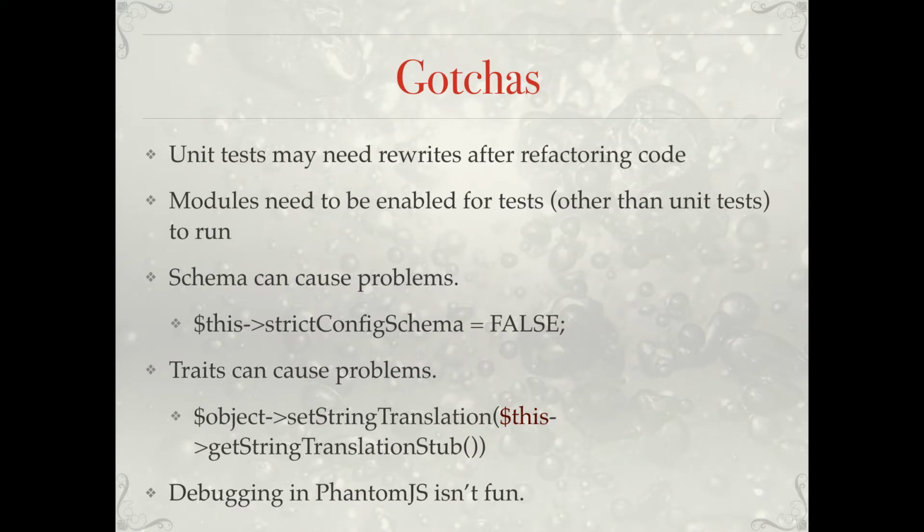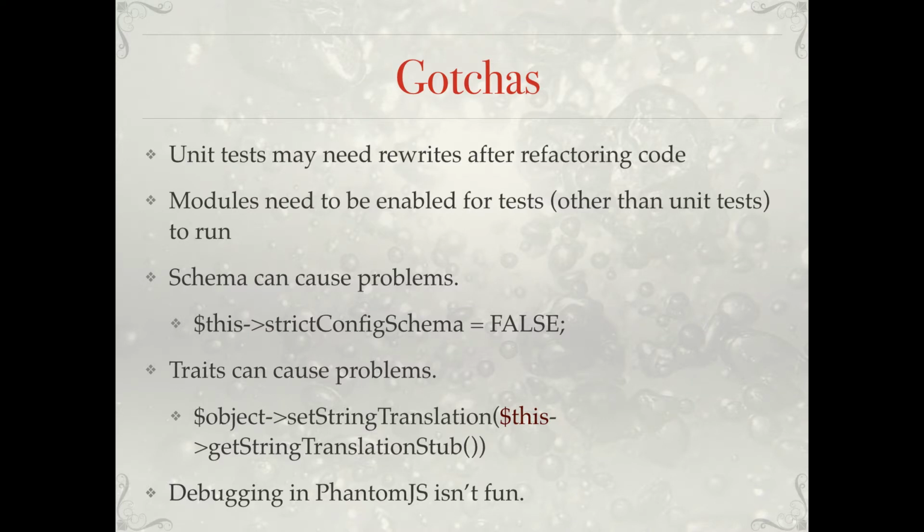If you've got a method that's using the string translation trait, and you try to run your test, it will fail. So in your unit test, on the object that's under test, you have to call the set string translation method and pass it in the get string translation stub. That's something that Drupal provides for free. It has to do with the way that traits work in PHP.